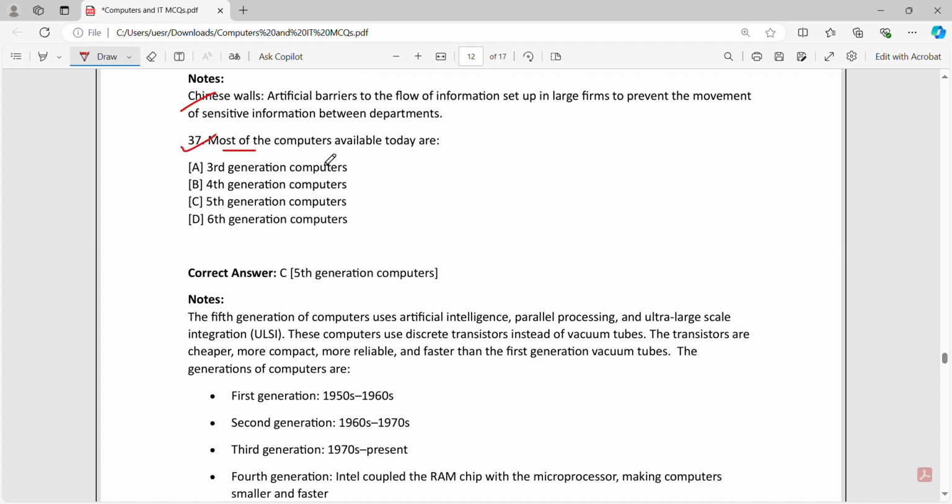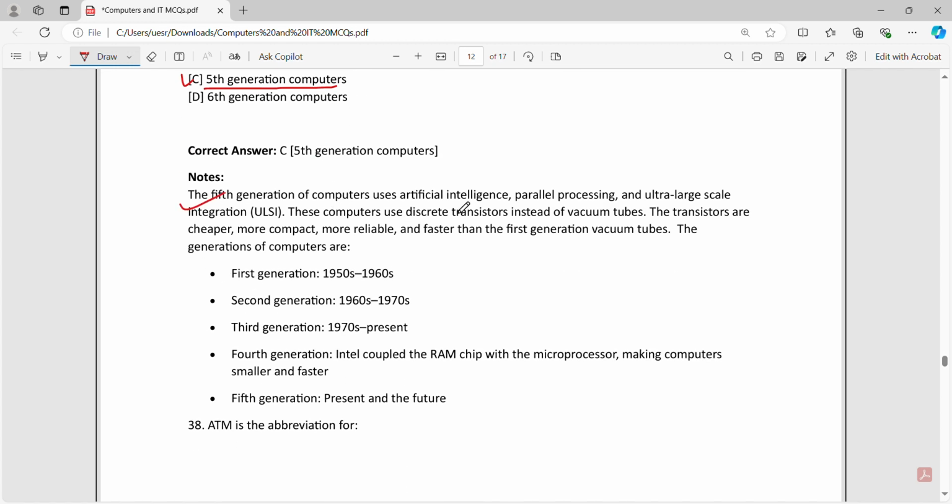37th question. Most of the computers available today are, say, fifth generation computers. Fifth generation computers use AI, artificial intelligence, parallel processing and ultra large scale integration, ULSI. These computers use discrete transistors instead of vacuum tubes. The transistors are cheaper, more compact, more reliable and faster than first generation vacuum tubes.